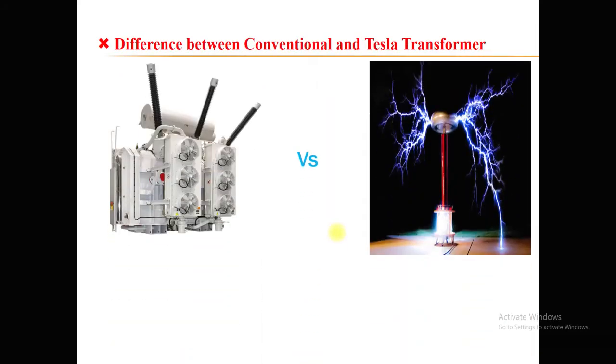So let us see the difference between the ordinary transformers that we use for the transmission or distribution of power, and the high frequency, high voltage AC generator, broadly named as a Tesla transformer.